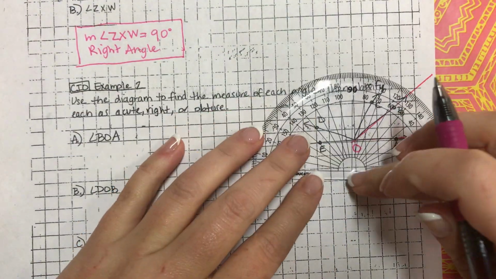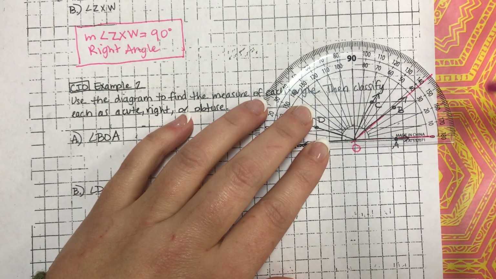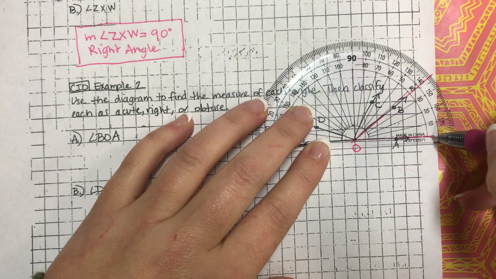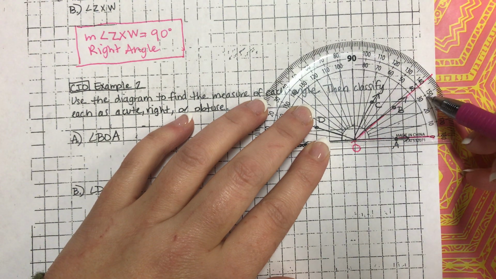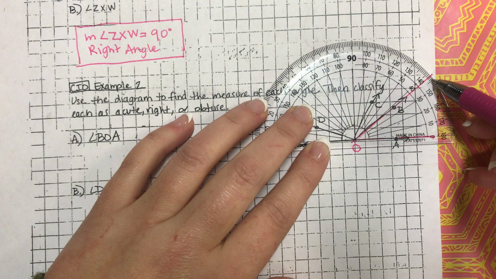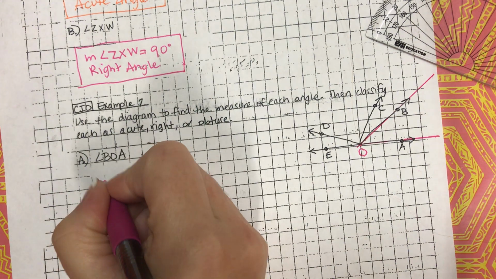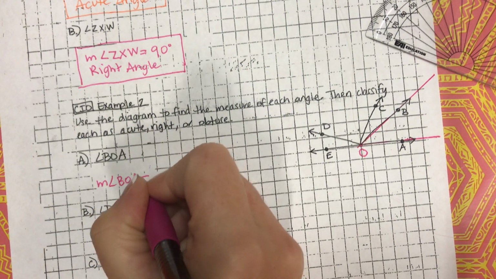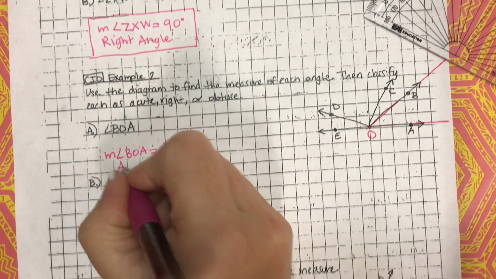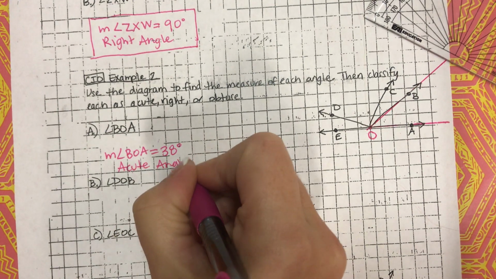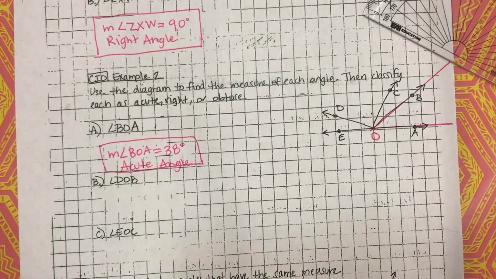Now I'm going to measure it. I'm going to put this little hash mark right here at the vertex of O, and line up this line with 0. When I look out here, it looks like about what? Right here, 35, 36, 37. I'm going to give it 38 degrees. So the measure of angle BOA is equal to 38 degrees, which would mean that would be an acute angle because it's between 0 and 90. Okay, let's try the next one.